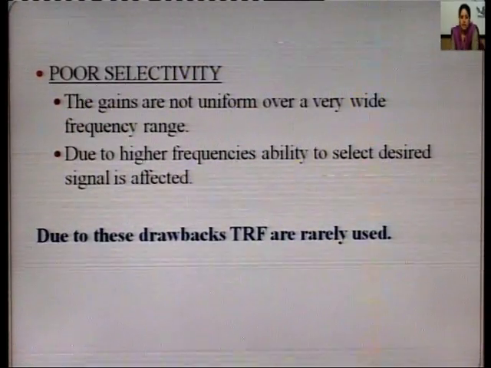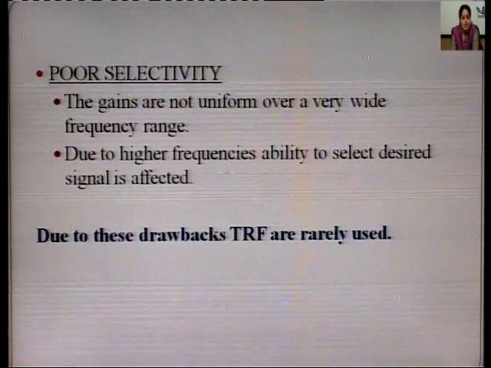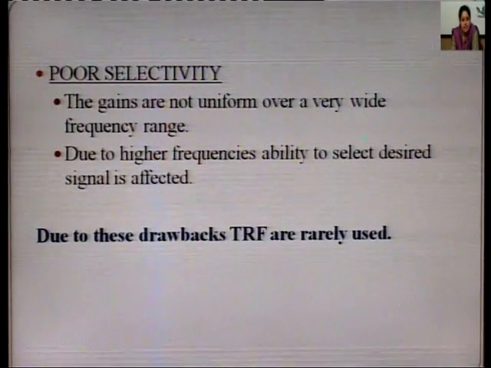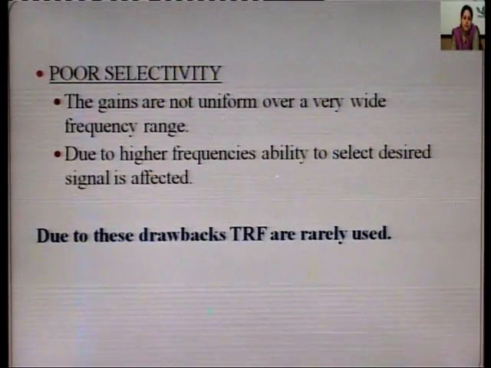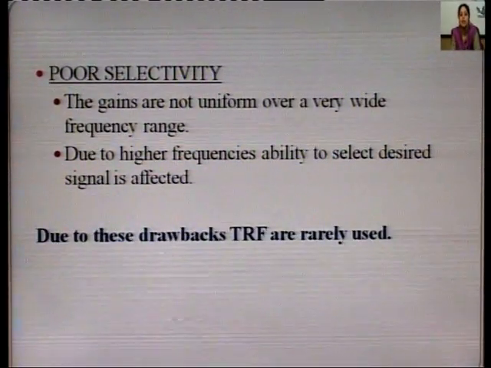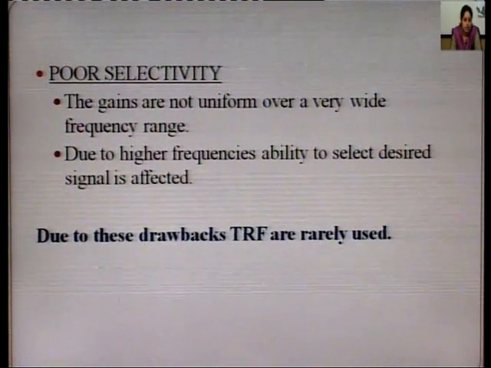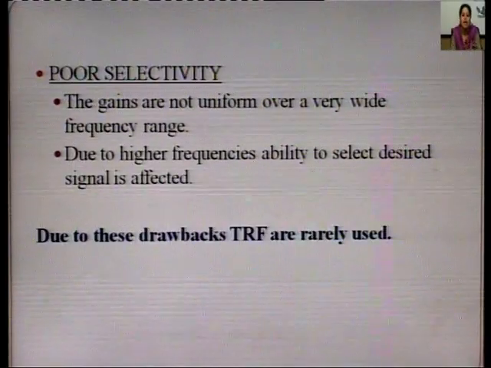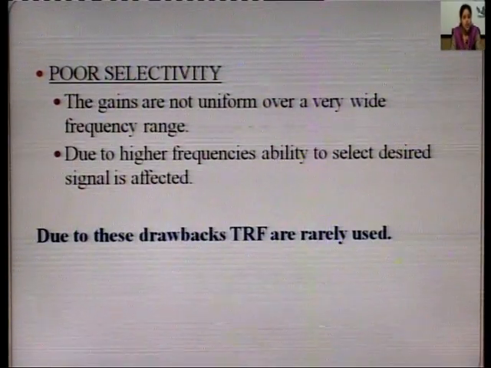So, third is the poor selectivity. The gains are not uniform over a wide range of frequency, and due to higher frequency, the ability to select the desired frequency signal is affected. This can be again explained as per the variation in bandwidth. You are having the variation in bandwidth due to which you are picking up the adjacent channel. Now, that adjacent channel is picked up.